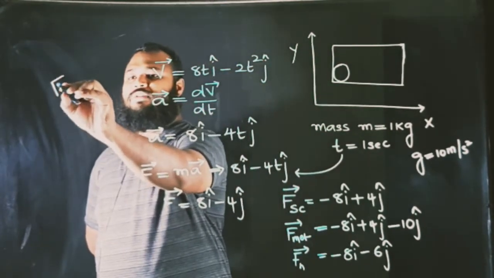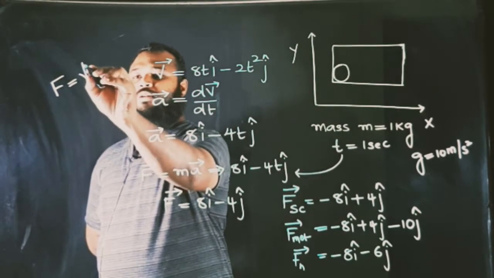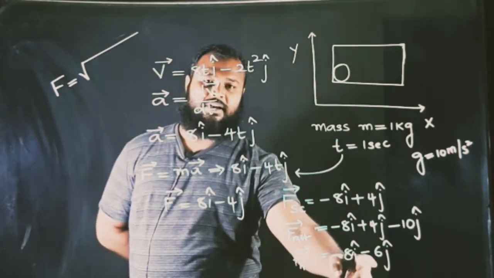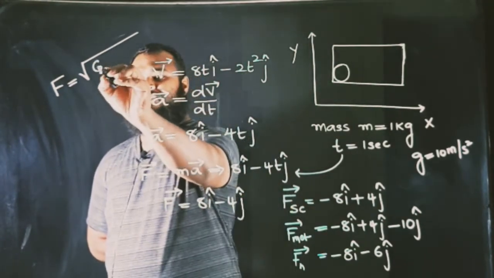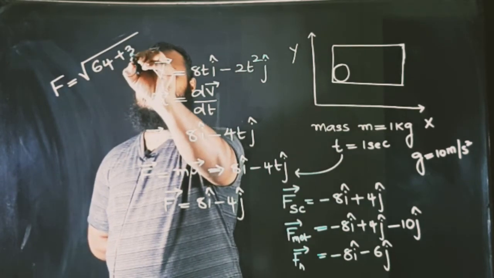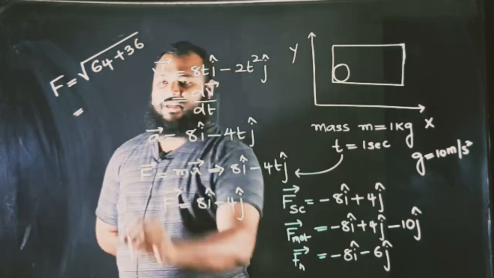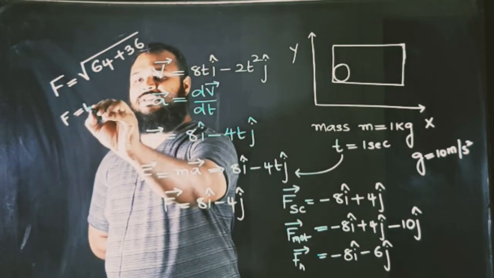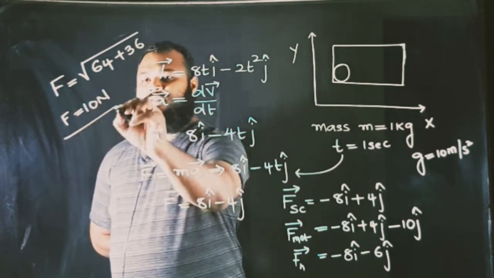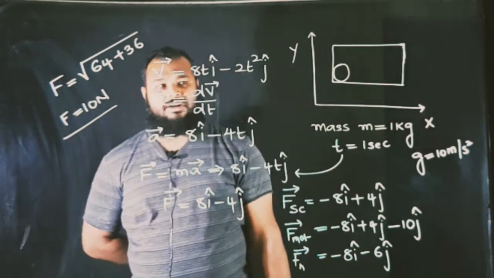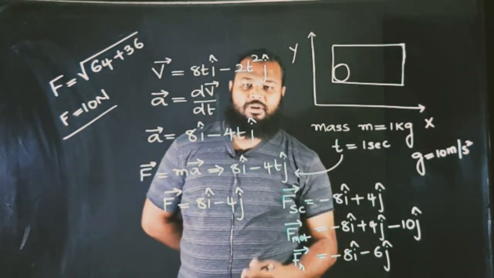If you want the magnitude, we can find out the magnitude of that one. The magnitude of force is simply root of minus 8 whole square plus minus 6 whole square. So that is 64 plus 36, and this is 100. So root of 100 is 10. Therefore the force is 10 Newton. So the 10 Newton force is exerted by the sphere on the cube or by the cube on the sphere.